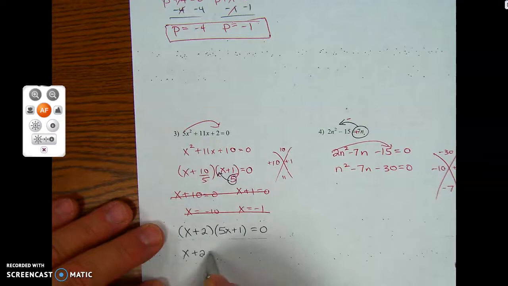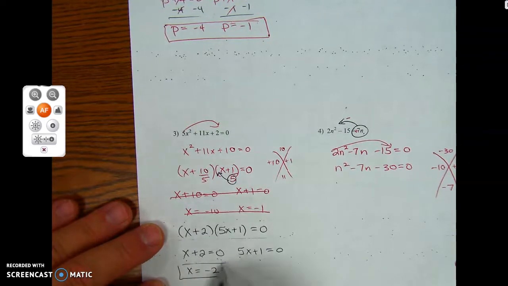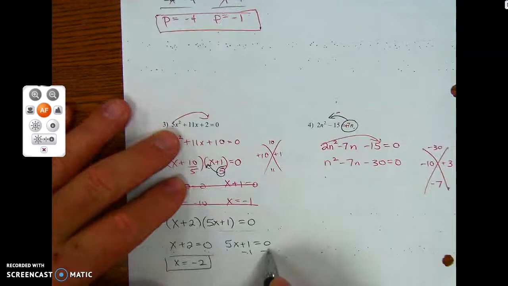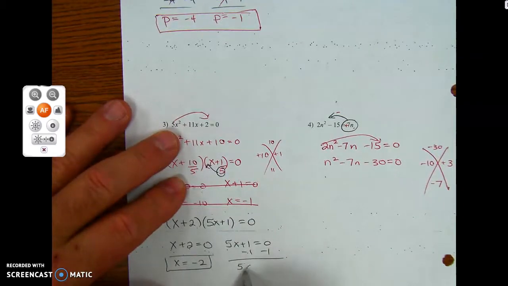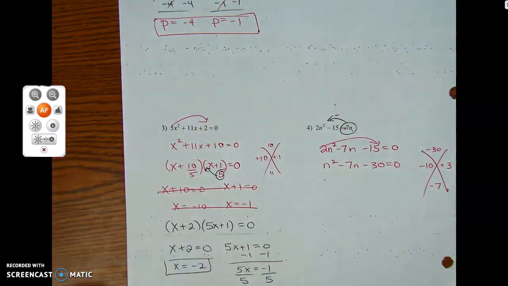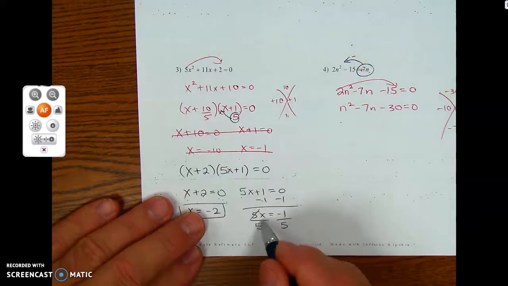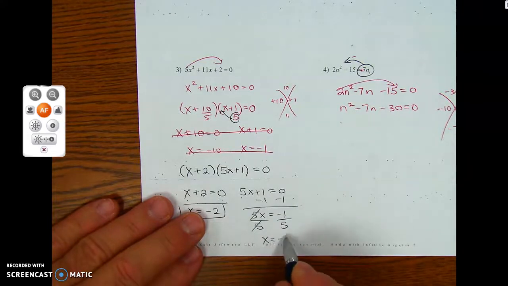X plus 2 equals 0. 5x plus 1 equals 0. X equals -2. Now, subtract 1. 5x equals -1. Divide by 5. Cross out the 5's. X equals -1/5.